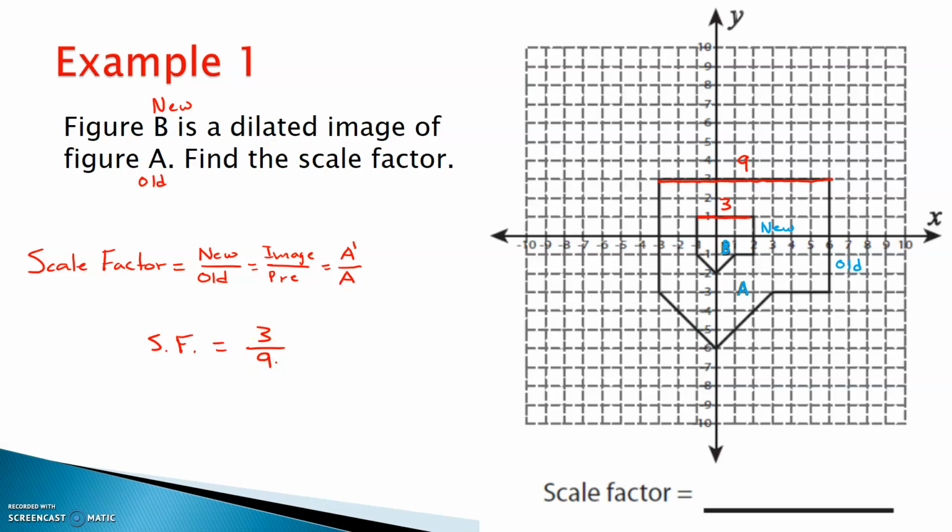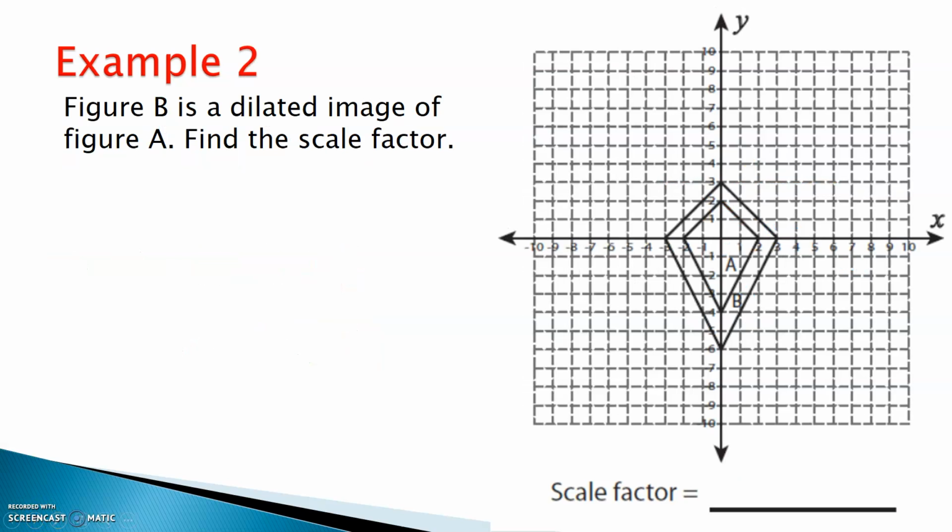So my scale factor is 3 over 9, but I do want to simplify whenever I can. I can divide top and bottom by 3. What's 3 divided by 3? 1. 9 divided by 3 is 3. My scale factor is 1/3, and that is a reduction. All right, so keep that in mind. Let's move on to the next one.